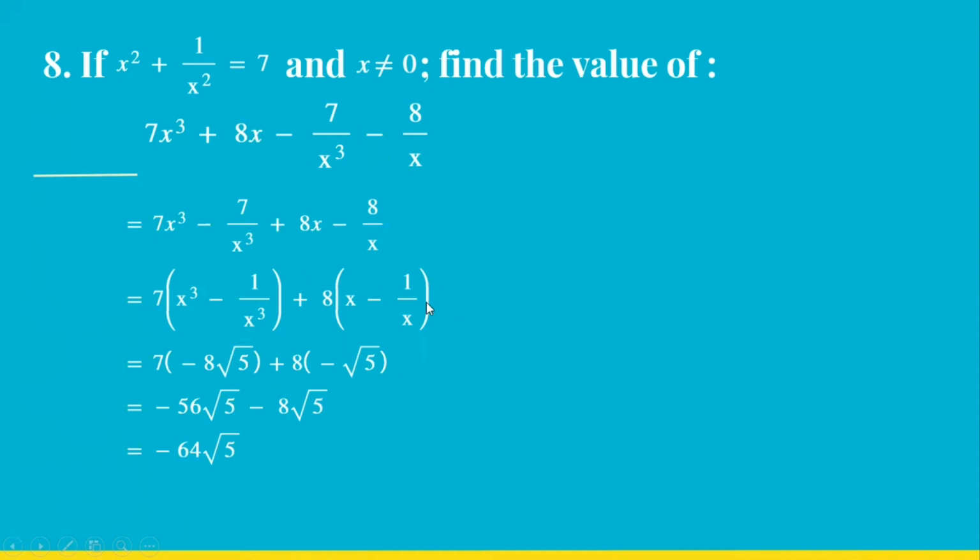These two values we have already calculated. X cube minus 1 upon x cube, we have got minus 8 root 5. And x minus 1 upon x, we have got minus root 5. So 7 8s are 56. So minus 56 root 5. Then 8, and this plus into minus is minus. So minus 8 root 5. Two negatives we add, minus 56 minus 8 root 5. We get minus 64 root 5.